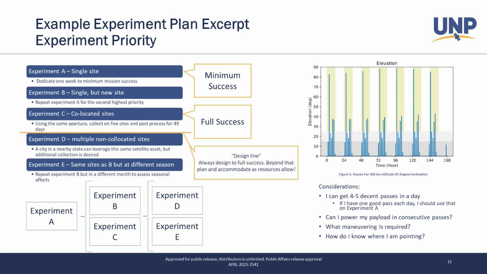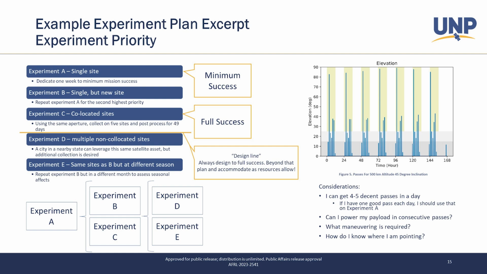Do I need that data in a fast manner between experiments? Can I power my payload in those consecutive passes? What maneuvering do I need? How do I know where I'm pointing, and all those pieces? One of the things that's listed here on this chart is this elevation map.